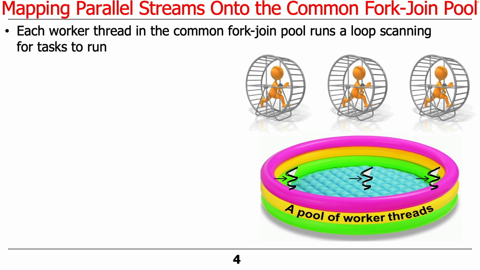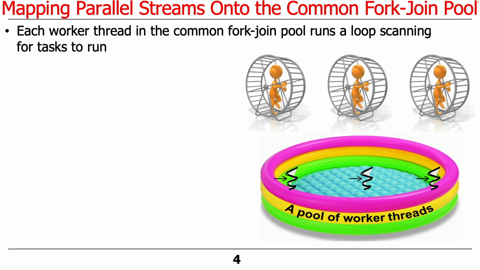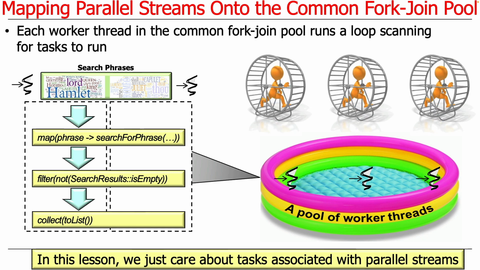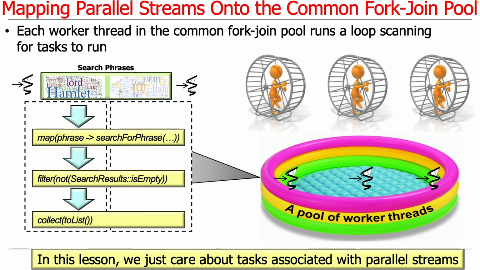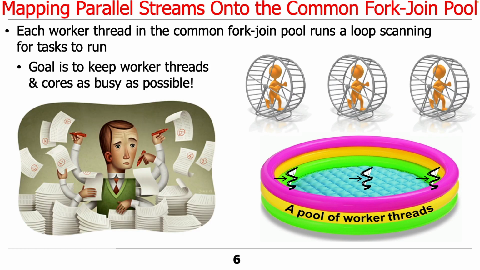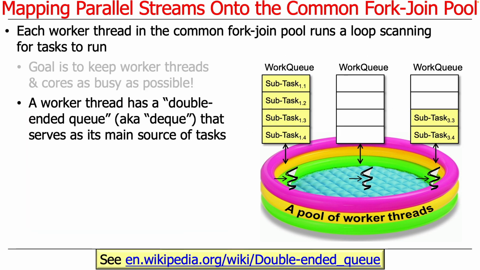So recall that in the common fork join pool, each worker thread sits there and basically runs a loop that continuously scans for work to do. And the idea is to try to keep everything humming along, keep the cores maximally utilized. In this particular example, we don't care about anything other than tasks that are associated with parallel streams. We don't care about other kinds of tasks, although if there were other tasks using the common fork join pool, they would also use the mechanisms we're describing. But all we care about here is parallel streams.